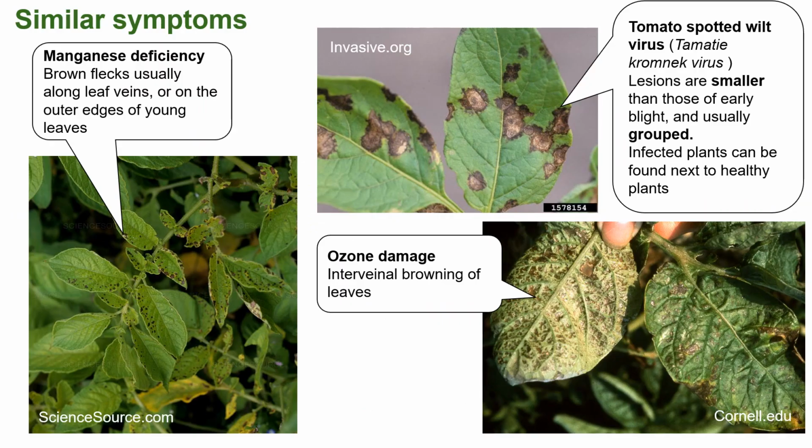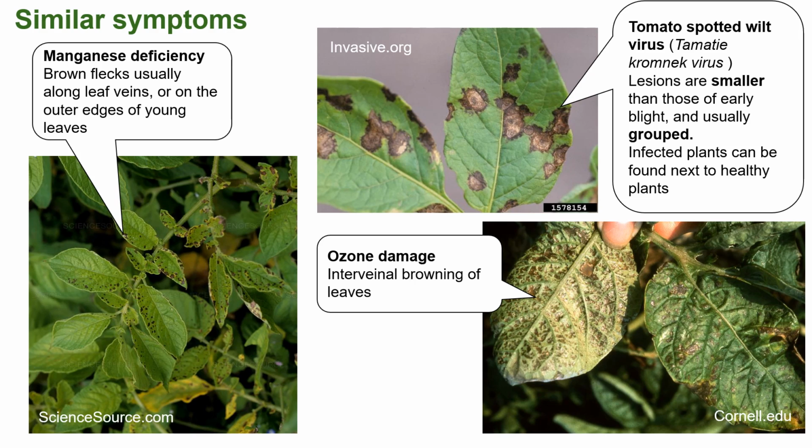What one must remember is that there are various other similar symptoms that one can often confuse with infection by Alternaria species. The first of these is a manganese deficiency. Here we see brown flecks along the leaf veins or on the outer edges of the leaves. So the distinguishing factor here is that the dispersal of the symptoms is on the edges of the leaves or along the veins. So this is normally characteristic of manganese.